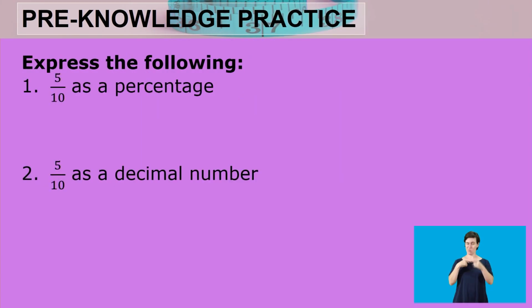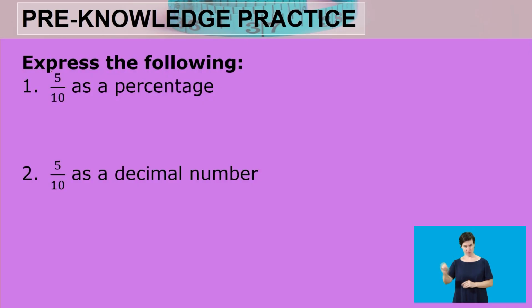The first question that we're going to practice on is: express 5/10, or 5 divided by 10, as a percentage. Now remember, a percentage is always out of 100. So whenever we have to convert any amount or any figure to a percentage, we have to multiply by 100. So when we express 5 divided by 10 as a percentage, we say 5 divided by 10 multiplied by 100. Why? Because we are converting it to a percentage.